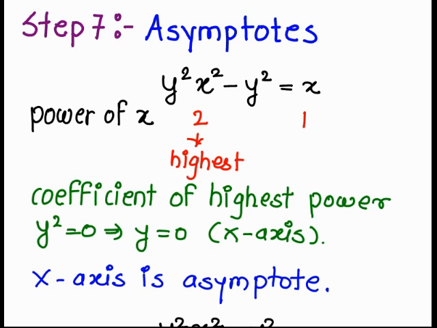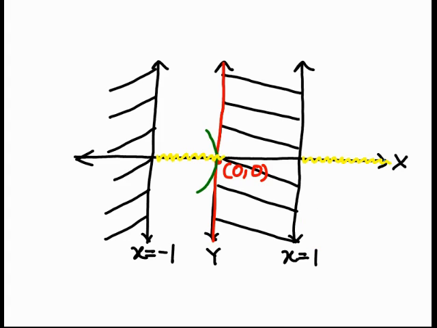In step number 7 we find the asymptotes. Here we get the x-axis as an asymptote. The behavior of the curve at the asymptote is like this. But we cannot consider this area because that is in the region of absence. So we get only this behavior.